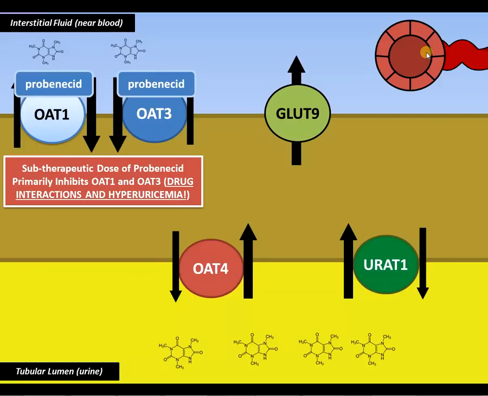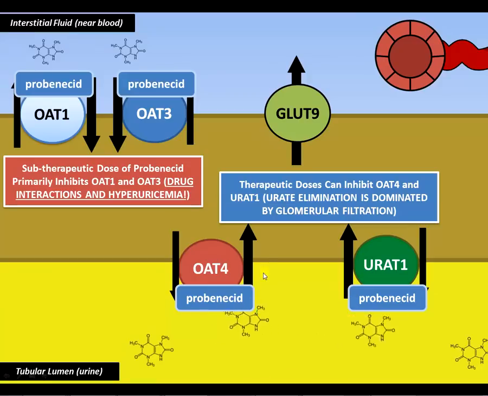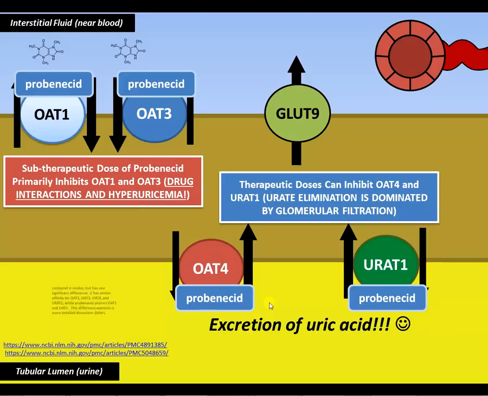And that's why probenecid is kind of a double-edged sword. Depending on the dose, it has a different effect. If you give the therapeutic dose, you're still blocking O1 and O3, but you're also blocking O4 and Urate1. The ultimate outcome, or the net effect, is you actually do eliminate uric acid through the urine, and that's because some of it is filtered. The net effect, like I said, is you eliminate some of it, and I'm just showing you that you're blocking the transport, so we don't have reabsorption. So we have excretion of uric acid, and that's the goal.